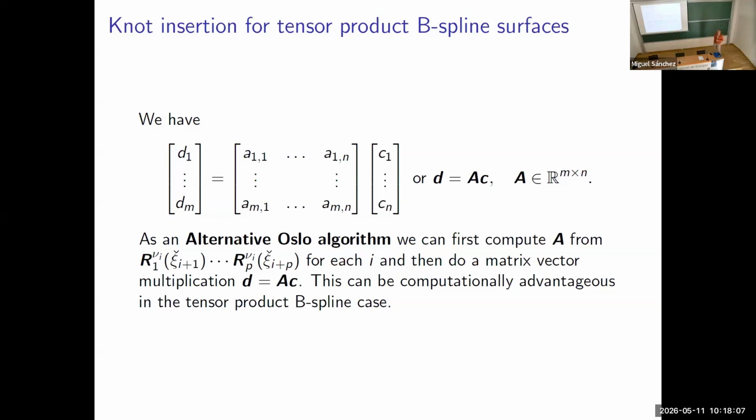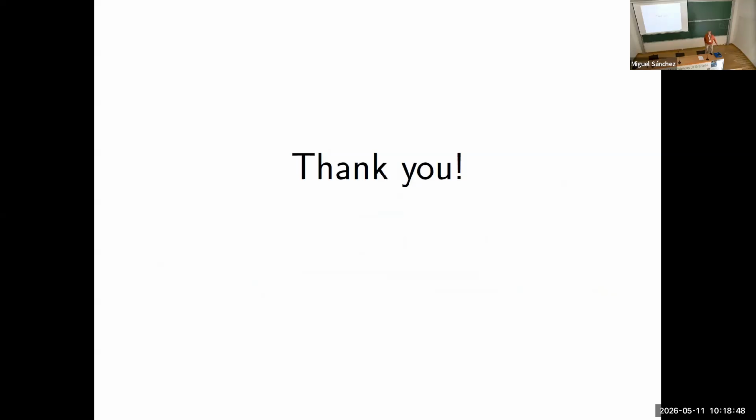But if you get to tensor product B-splines, there is an alternative Oslo algorithm, where we first compute the matrix A, those aij's, using the Oslo algorithm, compute the matrix in each of the tensor product directions, the multivariate directions, and then multiply it by the coefficients. And this kind of matrix vector multiplication is then more efficient than using the original Boehm algorithm. So I guess that's it.